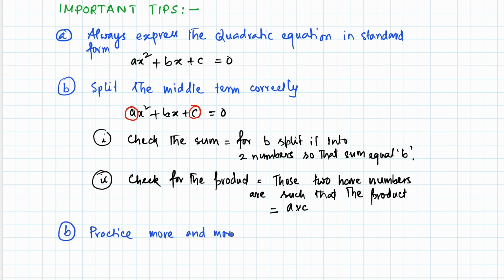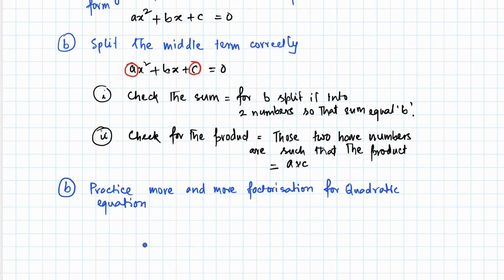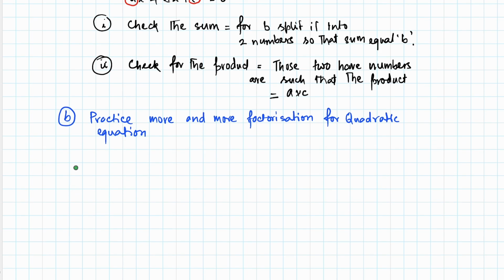Now practice more and more using some more examples so that you are very comfortable, and by looking at the middle term, you can understand what are the two numbers which you have to select so that it can satisfy both sum and product.